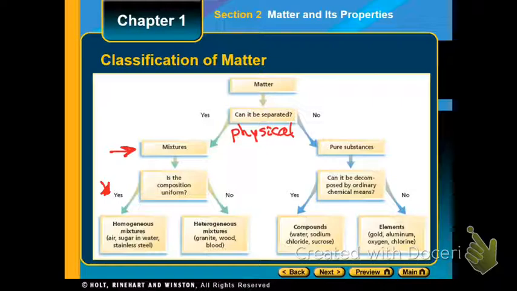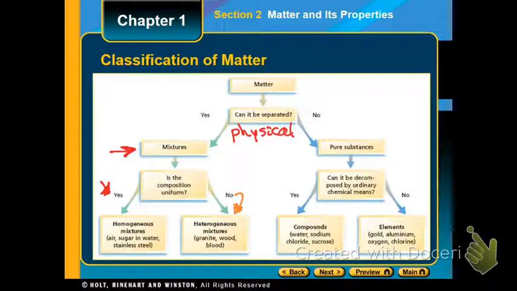If the composition of your mixture is not uniform, then you have a heterogeneous mixture, and again, that prefix hetero typically means two or more. Granite, if you have granite countertops at home, think of a big rock. Rocks don't really look uniform. Wood is an example of a heterogeneous mixture. Blood is an example of a heterogeneous mixture. We just talked about centrifuging blood and separating out the plasma from the red blood cells, so that is also going to fall under heterogeneous instead of homogeneous.